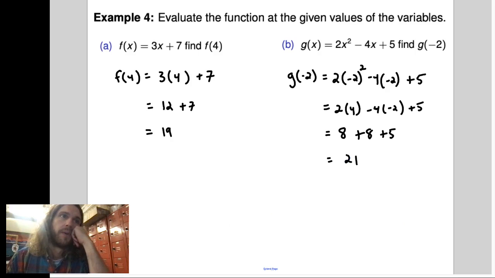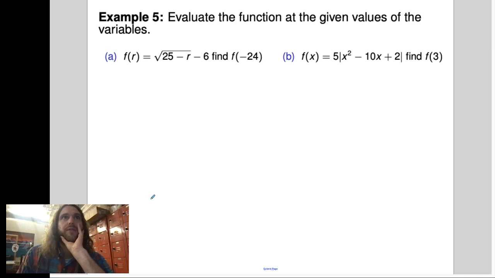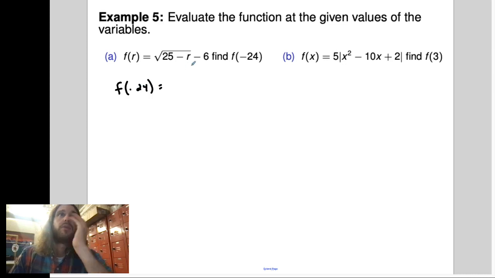Fantastic. All right, let's take a look at a couple other functions here. You guys can pause the video and try these on your own if you'd like, or you can just watch along and write along with me. Let's find the value of our function f, which takes an input named r. What does it do to it? Well, it looks like you take the difference, the square root, and then another difference. So let's go ahead and plug in -24 into our function f.